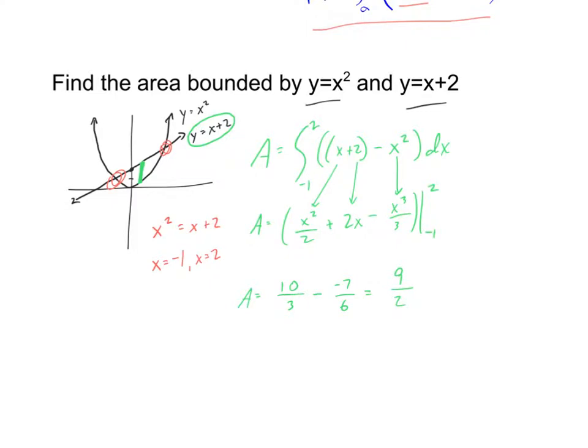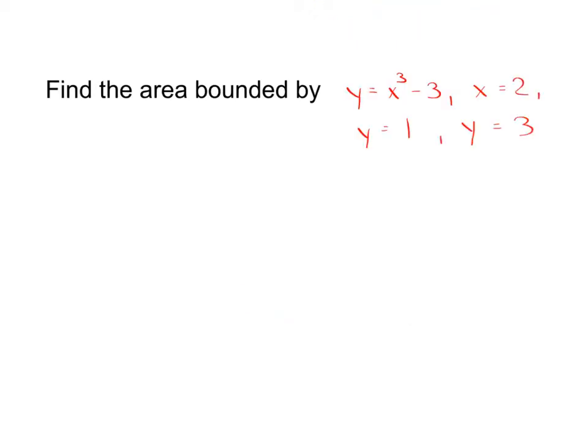So again, the area between those two curves, it's a curvy region kind of with the parabola there, but it's a fraction. 4.5 square units is the area of that region. In this next example, we're going to sketch the region again.